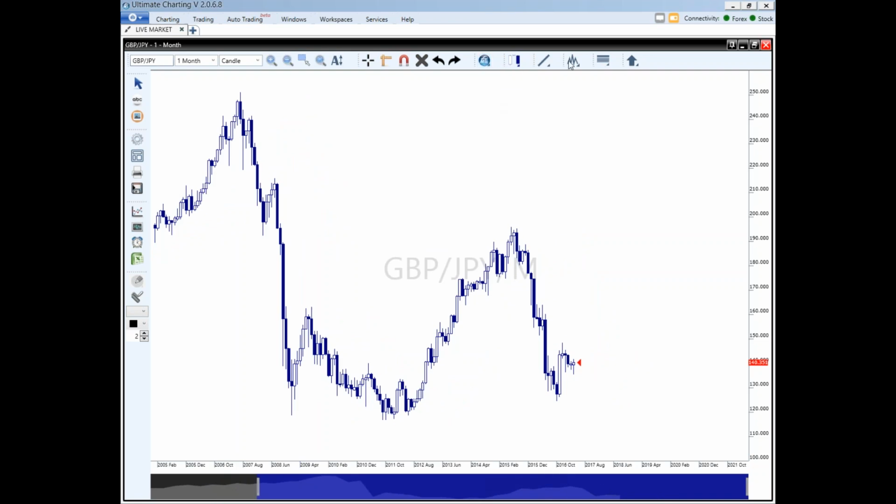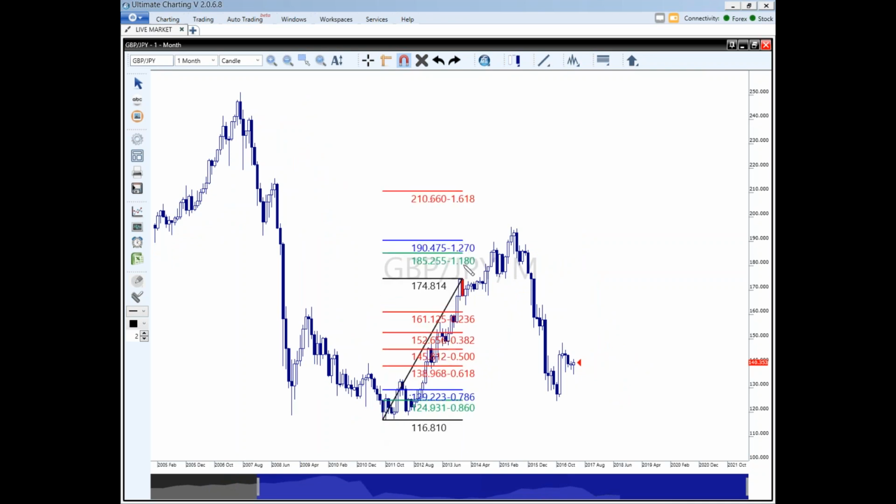So the AB boundary that I've got here as far as the Fibonacci levels are the following. I've got my A right here. My B is right up here.